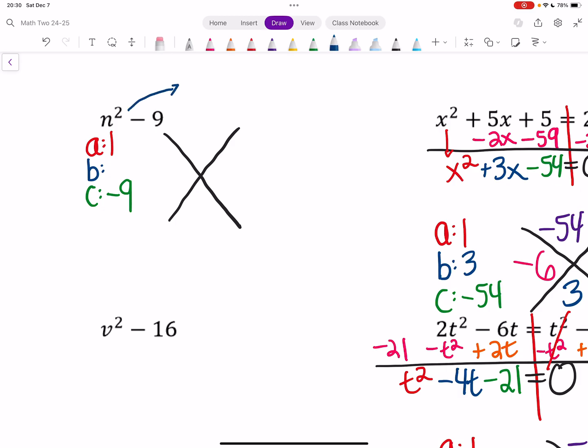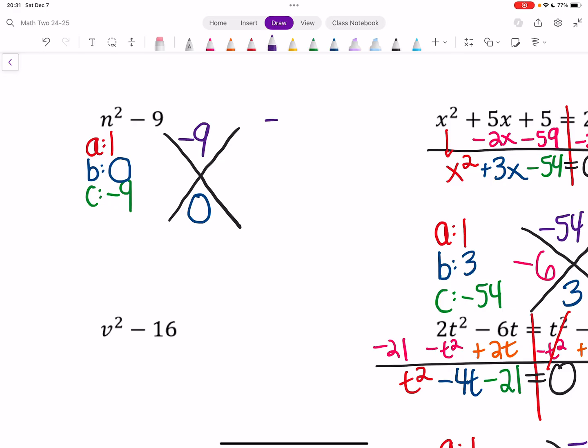As a reminder, this could be rewritten as n to the power of 2 add 0n take away 9. We just don't normally write 0 of something because it doesn't make any sense to write it if it doesn't exist. So in this case, the b term, or the b value, is actually going to be 0 because the b term does not exist. The process from here is the same. We multiply a by c, and we write b in the bottom.